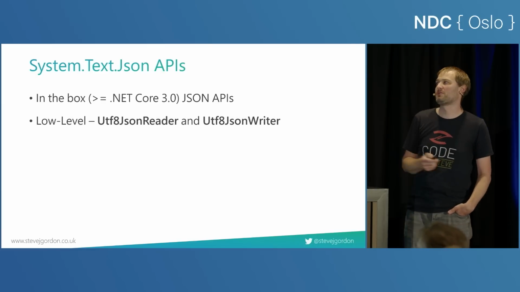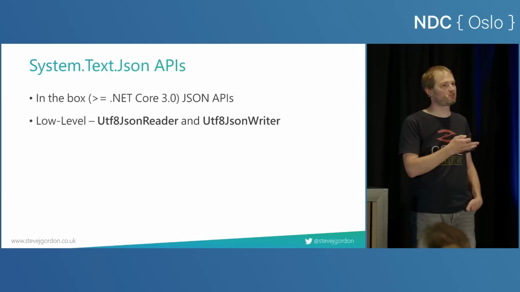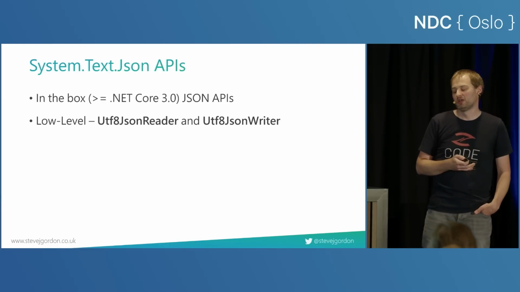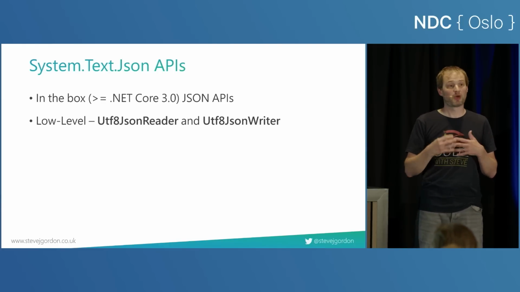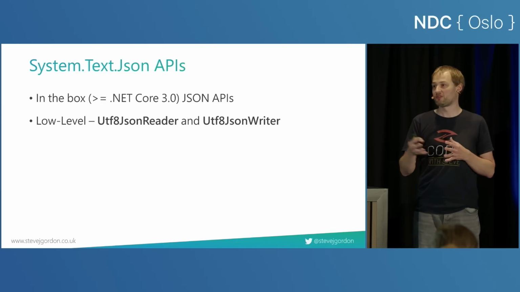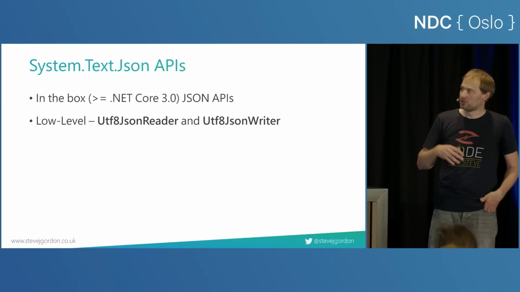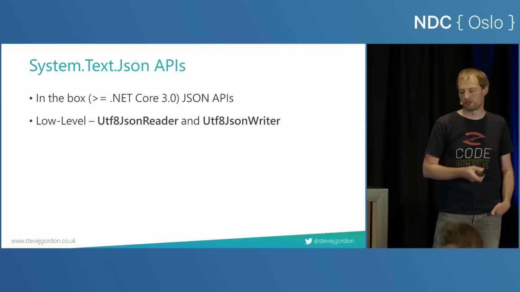It's made up of three main levels. There are the low-level APIs, the Utf8JsonReader and the Utf8JsonWriter. If you drop down this far, you can get to almost, or generally, zero allocation overhead when parsing bytes of JSON data in an application. But as we'll see when we look at the demo, it can be quite complex, quite deep code.